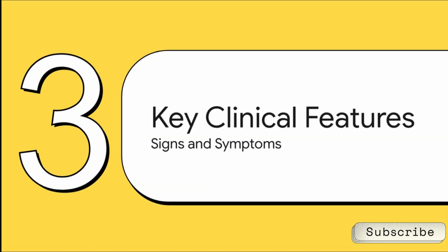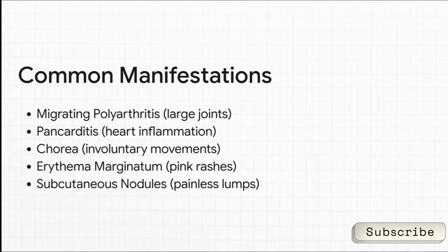So what does this immune system civil war actually look like in a patient? Let's talk about the signs and symptoms you're going to see. Okay, the big one you'll hear about is this migrating polyarthritis. It's super characteristic. The pain literally jumps from one big joint to another, maybe the knee one day, the ankle the next. But here's the critical part. While the joint pain comes and goes, the inflammation of the heart, the carditis, that can cause permanent damage. That's the one we're really worried about.